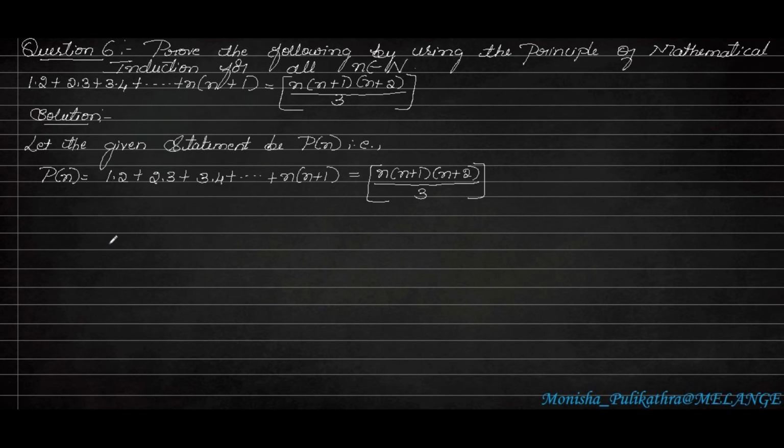Let us move to the sixth question, same as that of the previous one. So we have to prove it by the principle of mathematical induction for this question. So first step is we have to equate the whole question to p of n. So let the given statement be p of n. I have written the whole question and equated it to p of n.